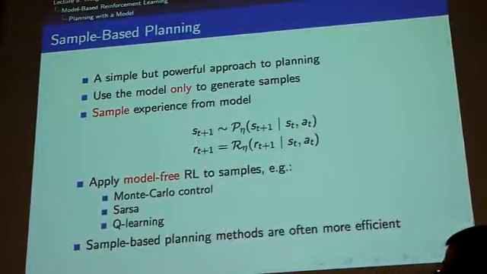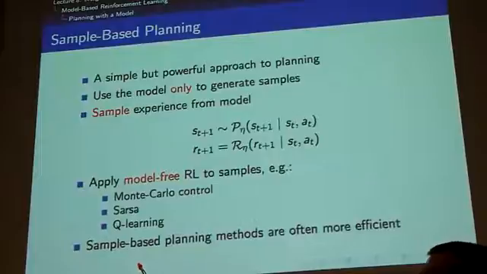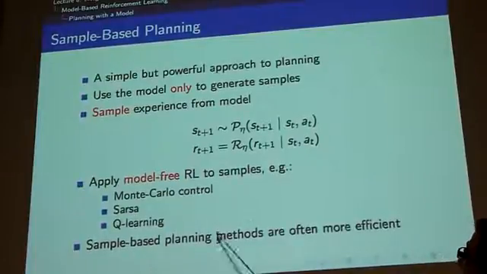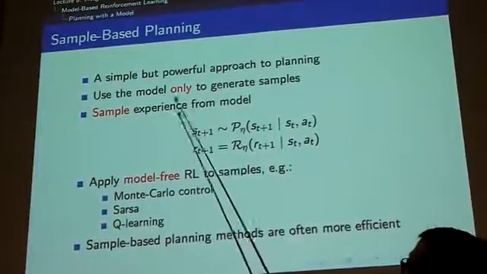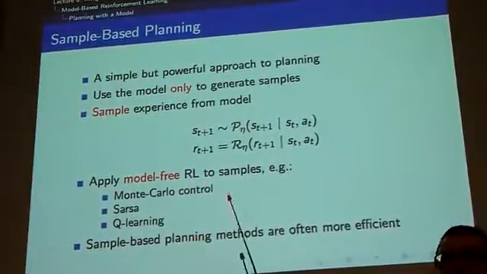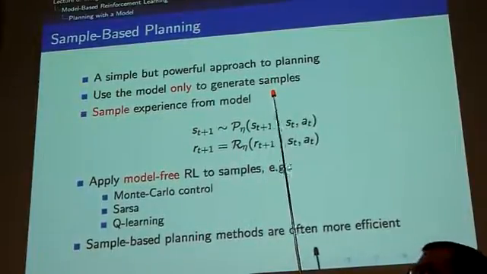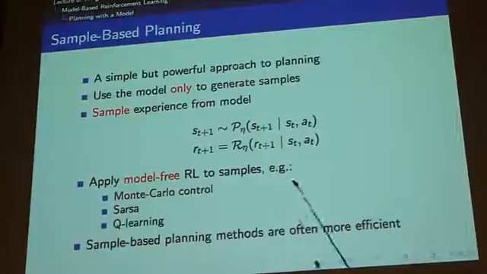Now, here's a challenging statement. Sample-based planning methods are often more efficient than full planning methods like dynamic programming. So this might seem surprising. We've made a choice, a restriction. We've restricted ourselves to use the model only to generate samples. So we're not doing something like dynamic programming where we're actually using the probabilities of that model to do the Bellman equation and to do Bellman backups. So how can this be better?